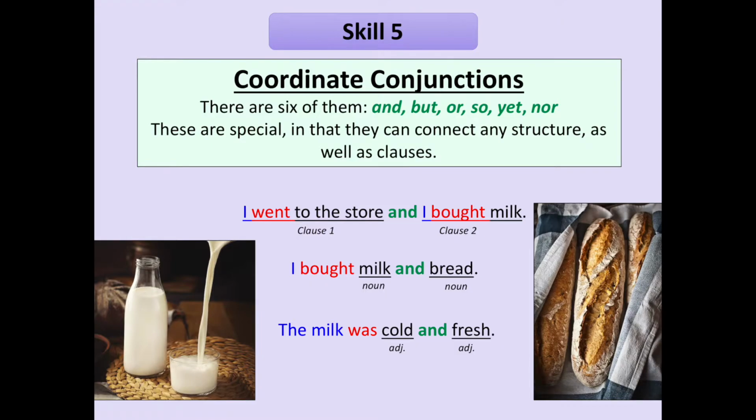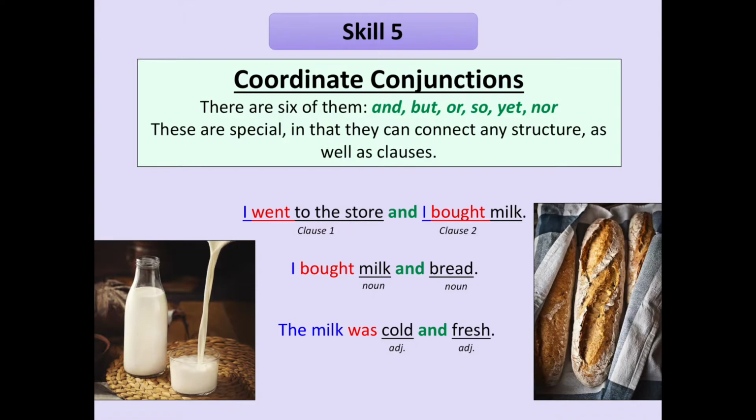Let's look at 3 examples. I went to the store and I bought milk. Here, the coordinate conjunction and is connecting 2 clauses. I went to the store is one clause, and the second clause is I bought milk.